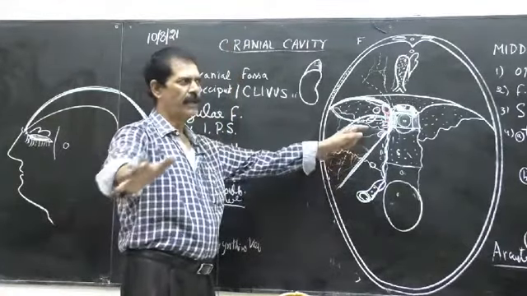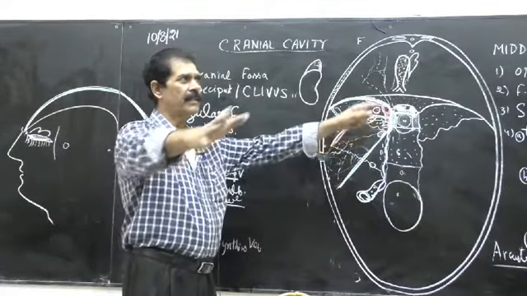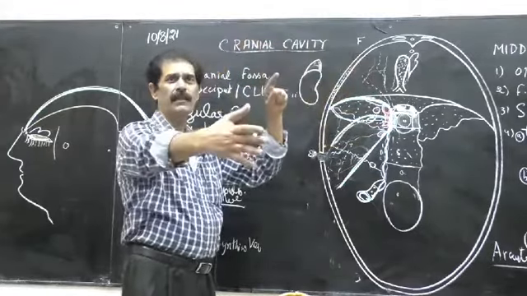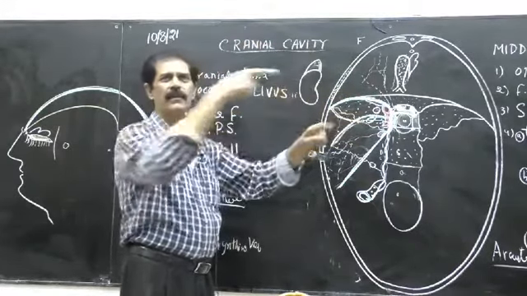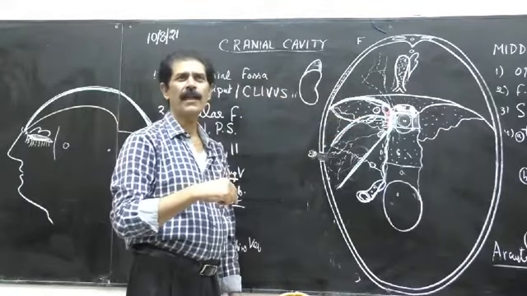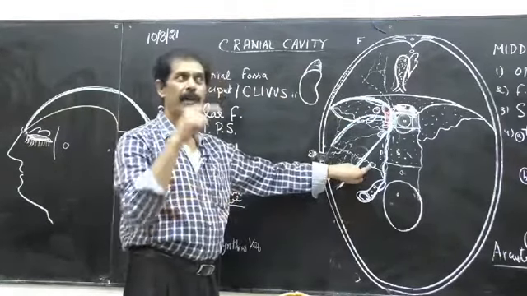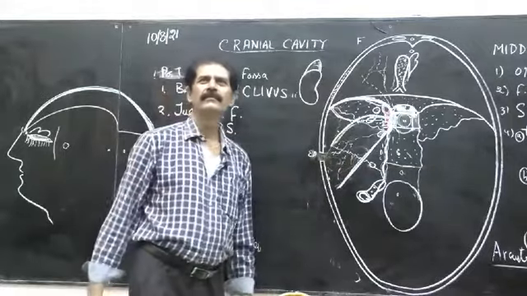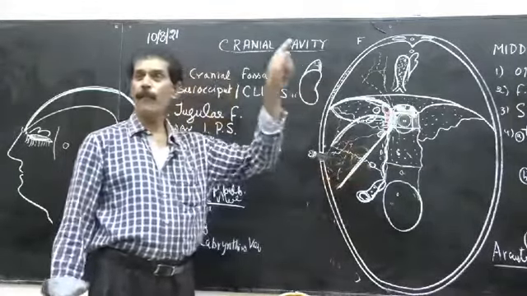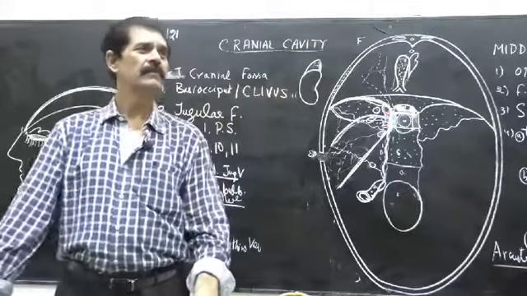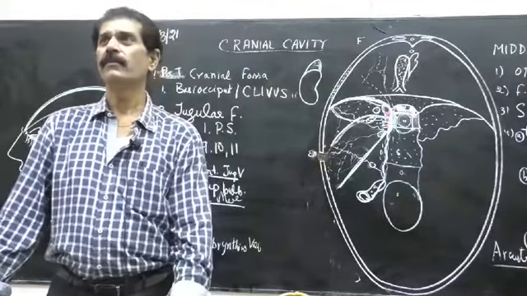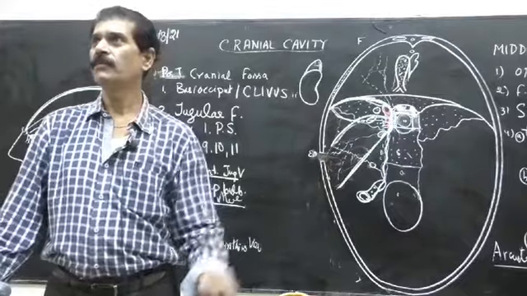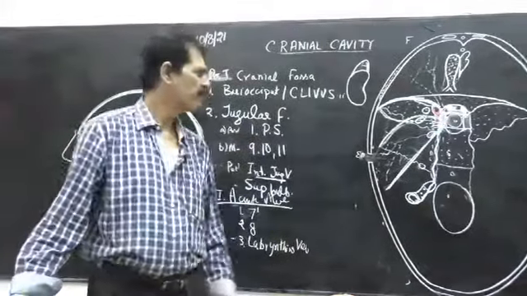So during road making in the hills, if there is a rock in front of the road, what do they put? Dynamite. Where do they put the dynamite? Exactly at the middle of the rock. It will burst. Same is here. The internal acoustic meatus lies in the middle of the petrous part. That is the cause of the break of the stony hard petrous part.